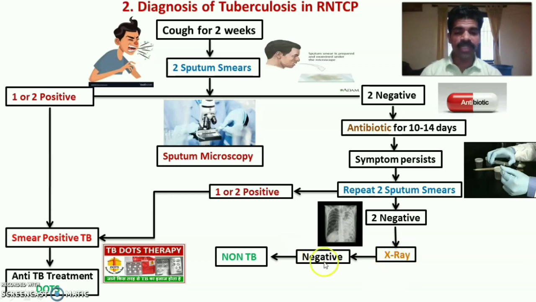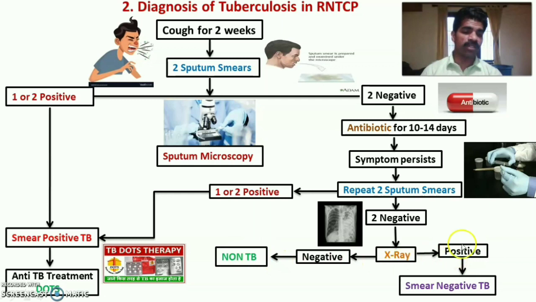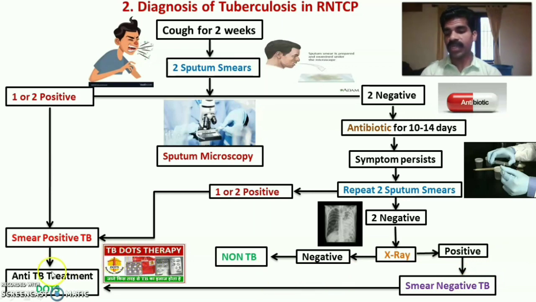Then if the X-ray is negative, finally the patient is considered non-TB. The patient does not have any symptoms or any Mycobacterium tuberculosis in his body. That is, the patient is declared as non-TB. If the X-ray is positive for TB, then the person comes under the category of smear negative TB. And for smear negative TB also, the patient has to be started on anti-TB treatment, that is DOTS treatment, for 6 months. So this is about the diagnosis of tuberculosis in RNTCP.